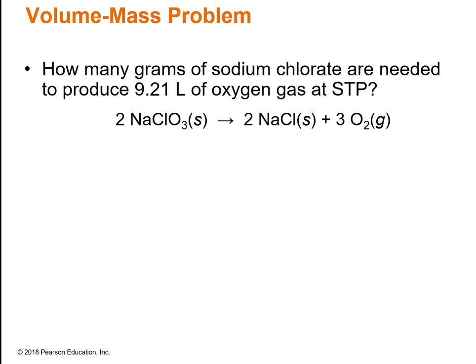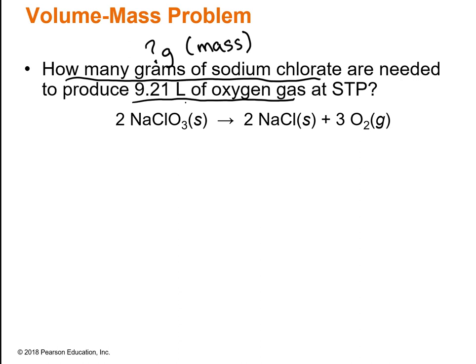So this time we have a volume to mass problem. It is the exact opposite of mass to volume. This time we're asked how many grams of sodium chlorate, so that's a question mark grams, which is a mass, are needed to produce 9.21 liters of oxygen gas at STP. That's a volume, and it's given.